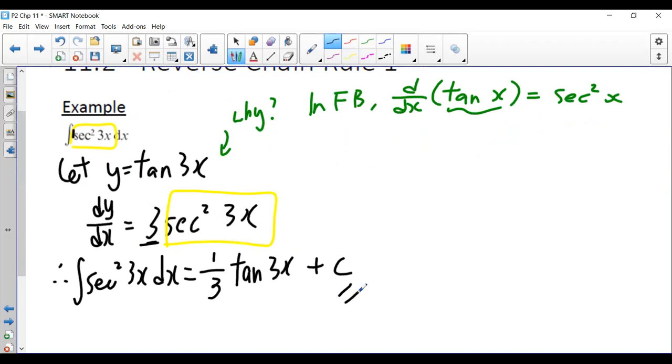A common mistake students will usually make, like what I did in the practice question just now, is that a lot of students sometimes write the sec squared 3x back in. But remember, most likely your integral will be different to the answer. So remember to write down the y value instead. It should be the y function. 1/3 of your y function plus c.